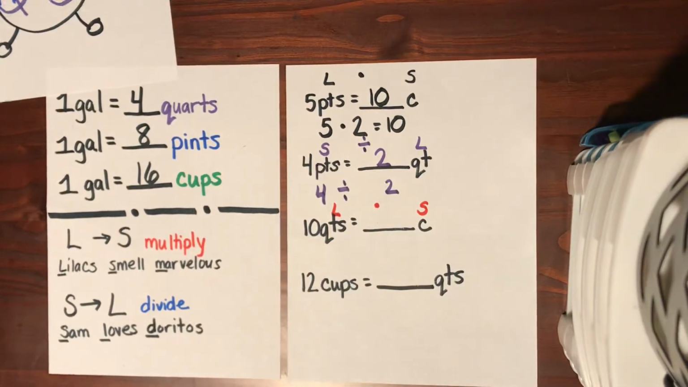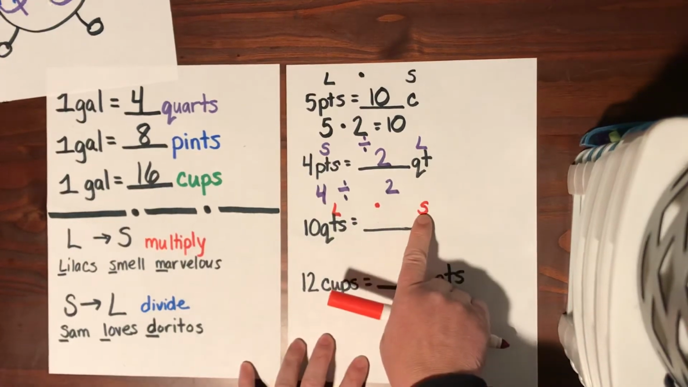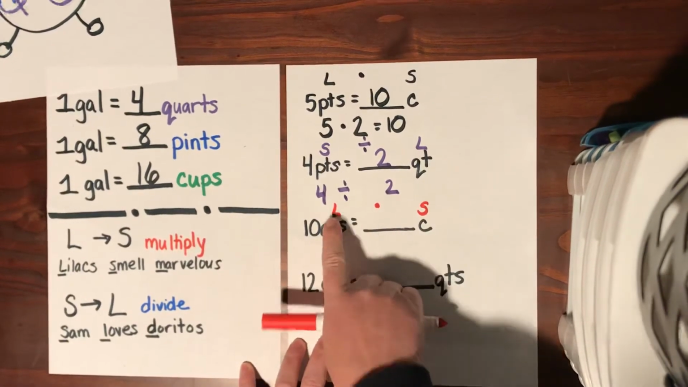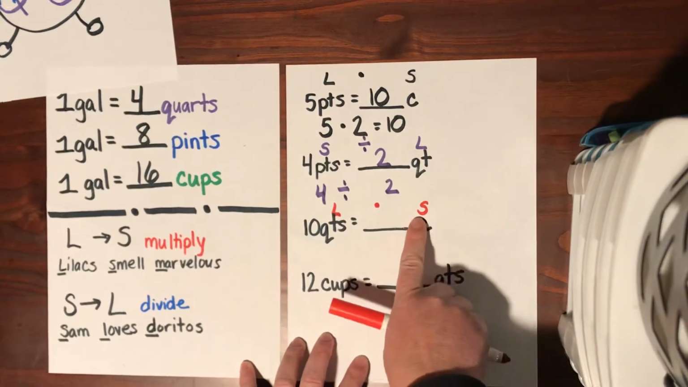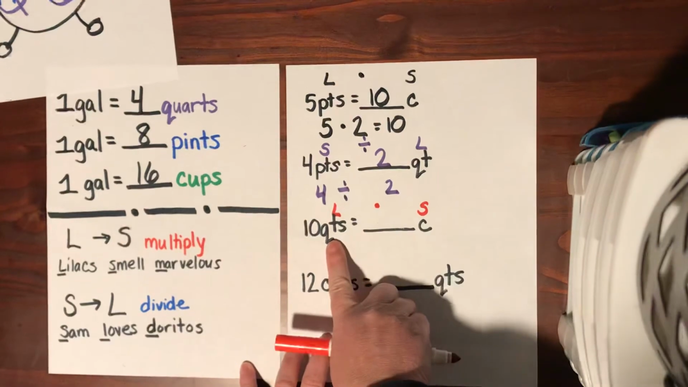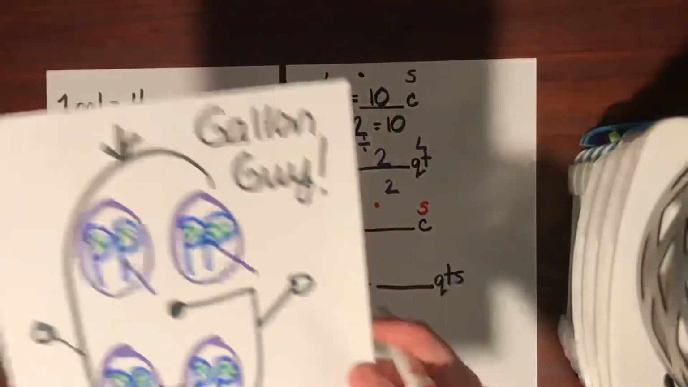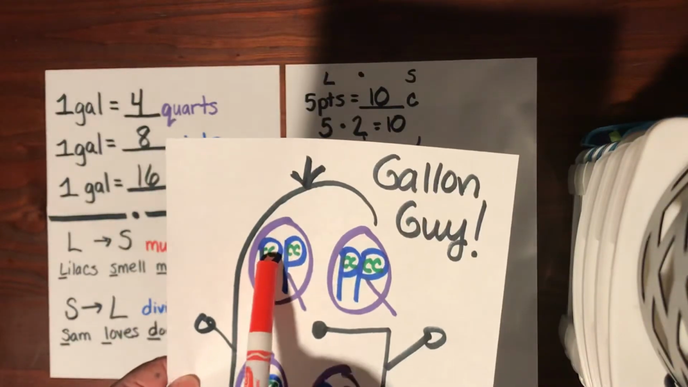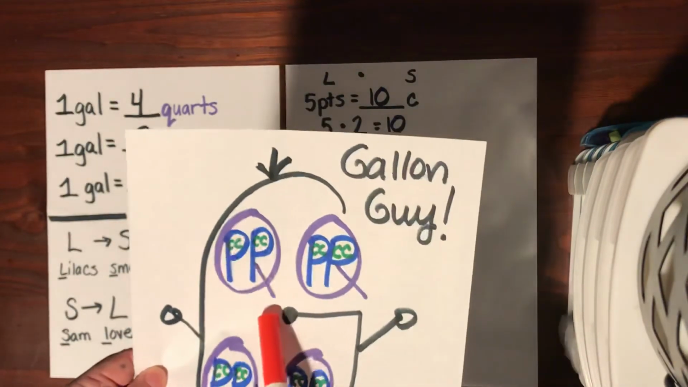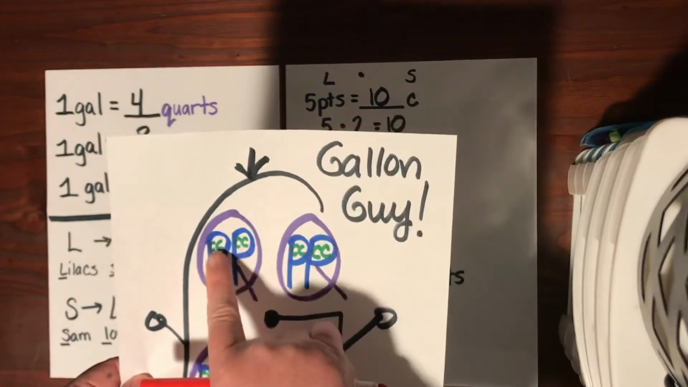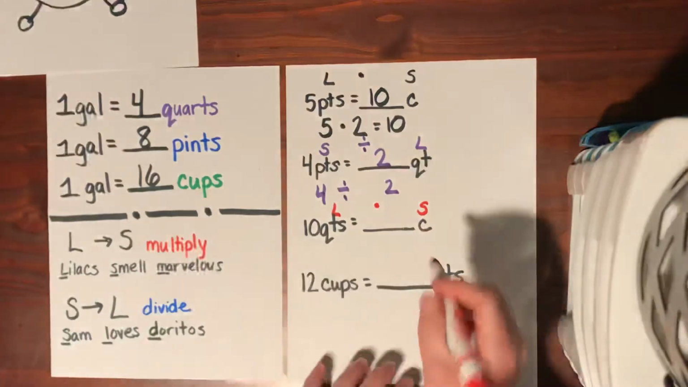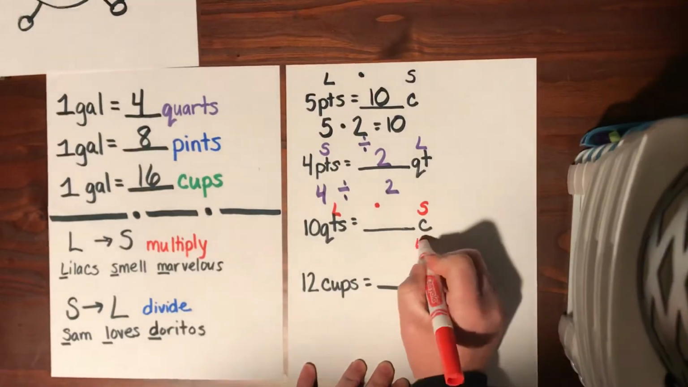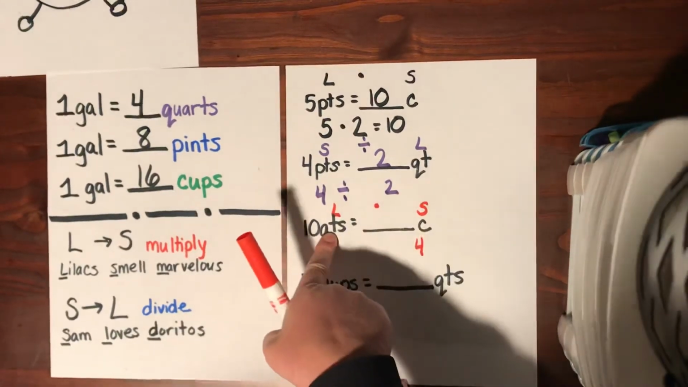Second question you want to ask yourself is, how many of the smaller units are in the larger units? You always want to see how many of the smaller units fit inside the larger units. So, how many cups are in a quart? So, you can look back at your gallon guide. How many cups are in 1 quart? So there's 4 cups in 1 quart. So there are 4 cups in every quart.